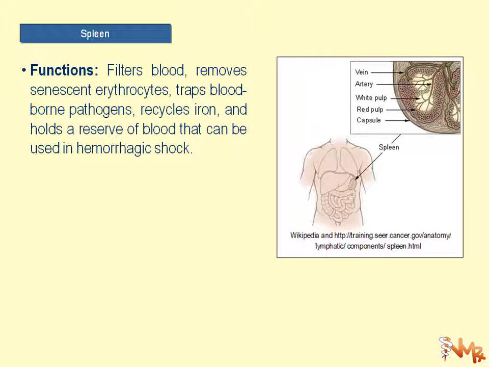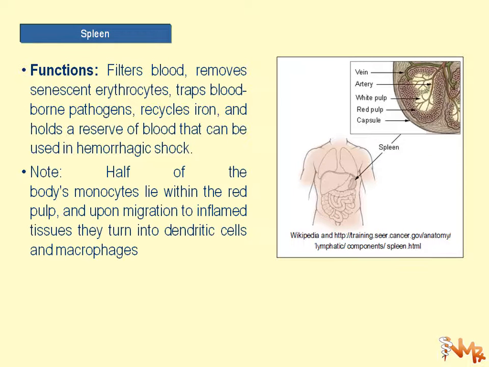Functions of a spleen are to filter blood, remove senescent erythrocytes, trap blood-borne pathogens, recycle iron, and hold a reserve of blood that can be unleashed in hemorrhagic shock. I want you to note that half of the body's monocytes lie within the red pulp, and upon migration to inflamed tissues, they turn into dendritic cells and macrophages. B cells and T cells enter the spleen via central arterioles.